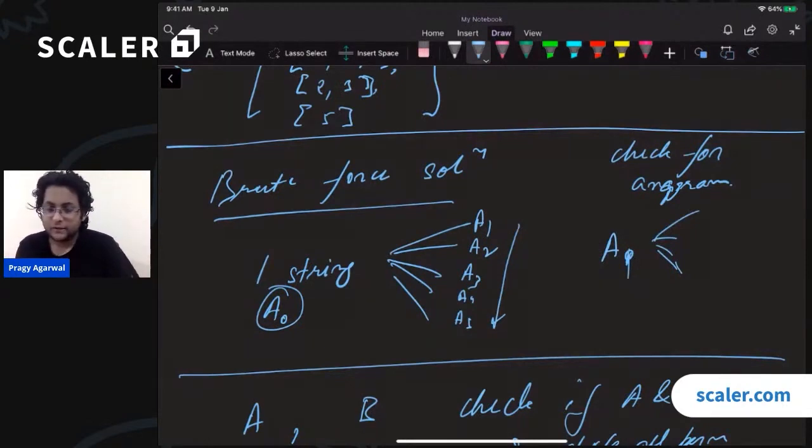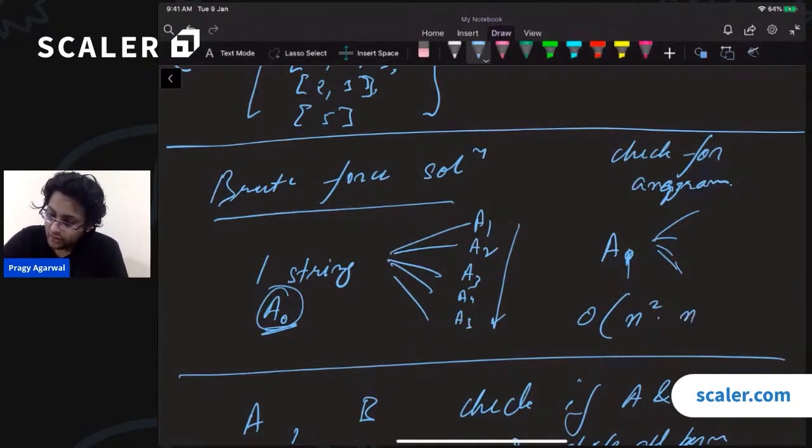What will be the time complexity of this brute force solution? It will be pretty high, right? We have to compare every string with every other string, so that is order of n square already. And we also have to check the anagrams. Suppose we are using sorting to check if they are anagrams. That will be an additional k log k, where k is the length of the string.